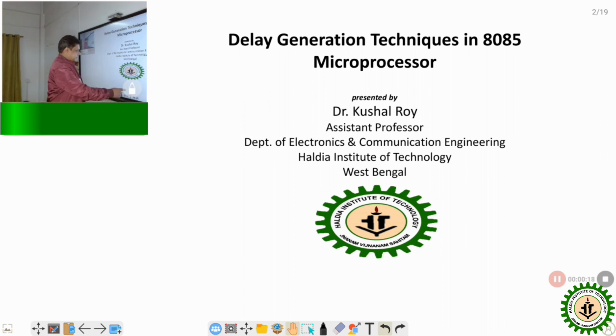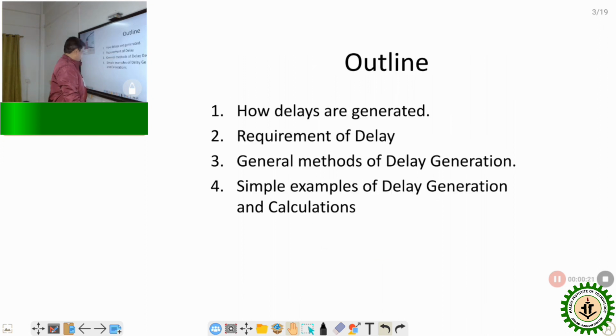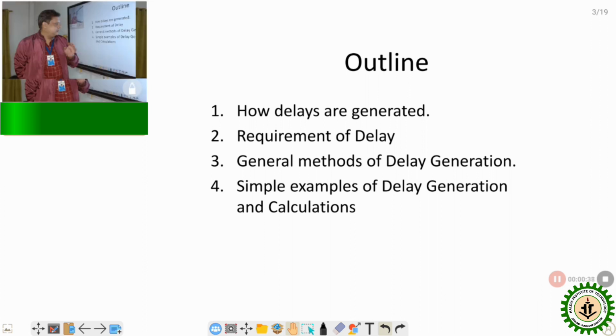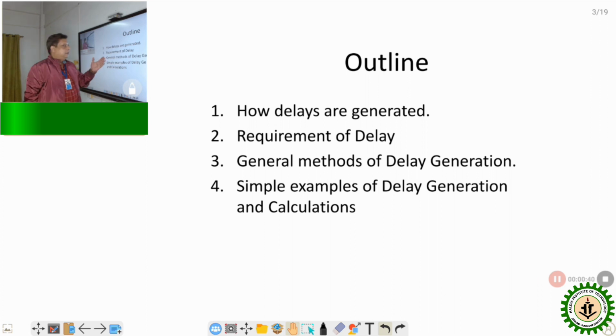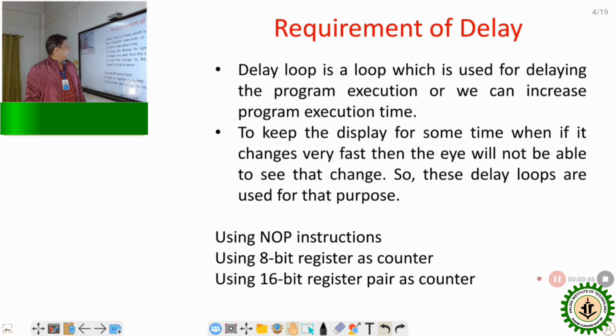Starting with, the first thing required to be known by all is how these delays are generated, the requirement of delay generation, what the general methods of generating the delay are, and simple examples of delay generation along with the calculations. Calculations means how we can implement those delays with exact time values. Now, defining the delay: a delay loop is a loop which is used to delay the program execution or increase the execution time.